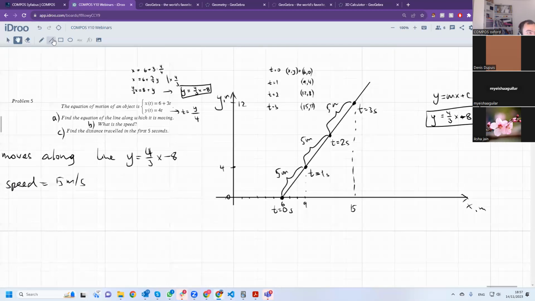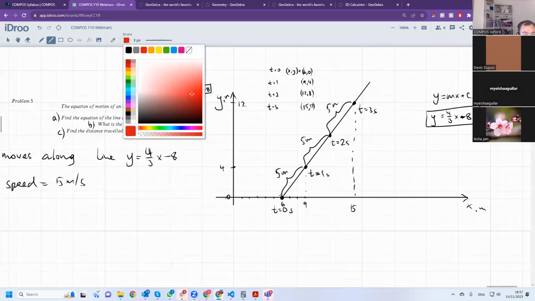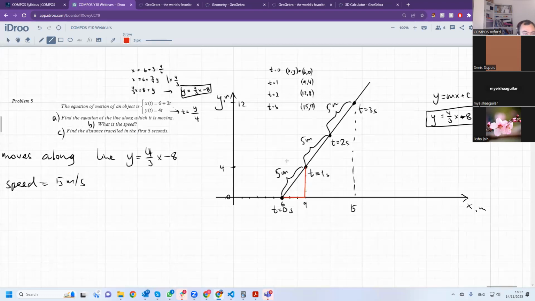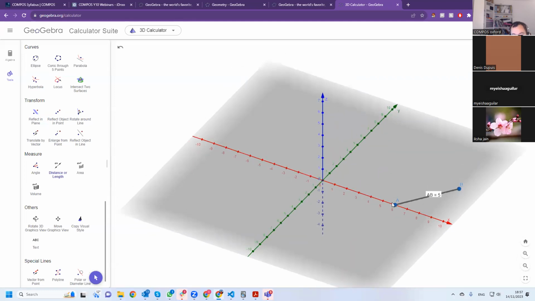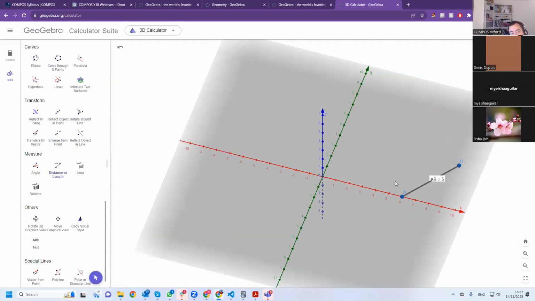It's because of Pythagoras' theorem. This is 3 and this is 4. 3 squared plus 4 squared equals 5 squared. Does that make sense? When you start moving, you are here. In 1 second, you are here. So how far did you travel? You traveled 5 meters. So this is x and this is y.